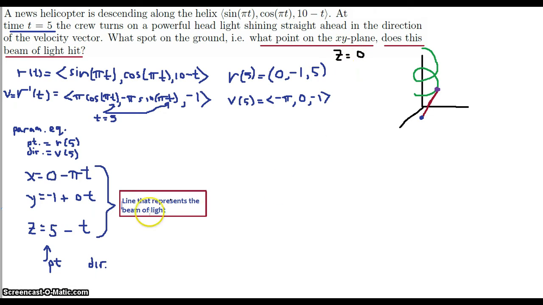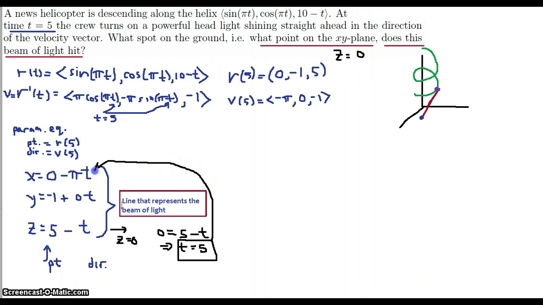And so if z is 0, then we can find the time it takes to get there. Z is 0 implies that t is 5. It takes 5 units of time for the beam of light to go from the point on the curve down to the XY plane. And now we can take this t equals 5 and plug it into the x and y and find out what that point is.